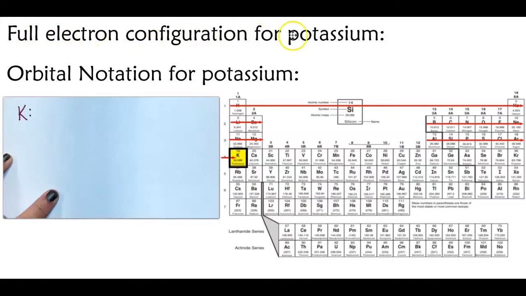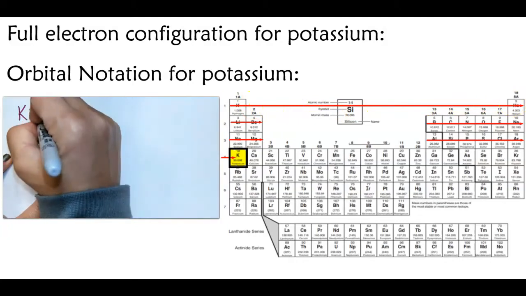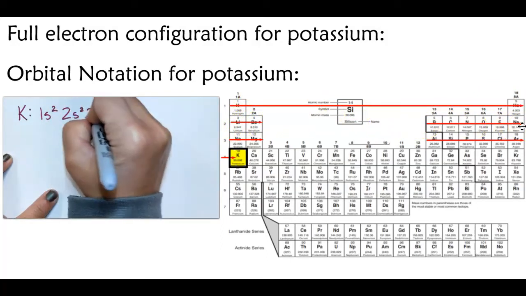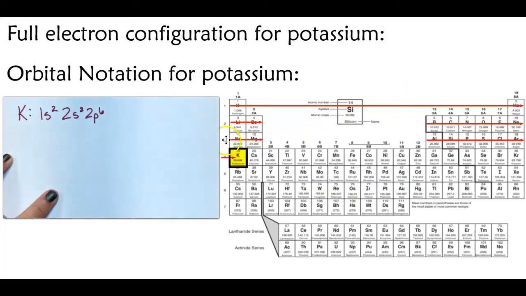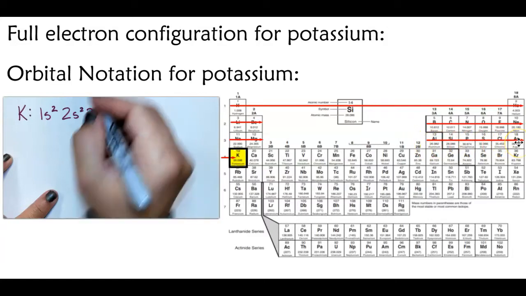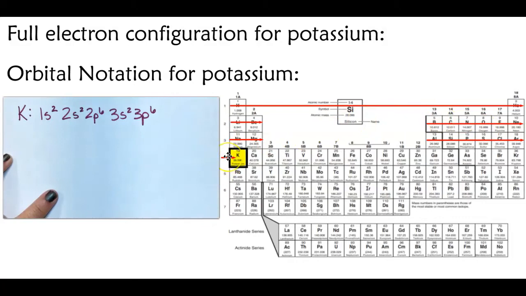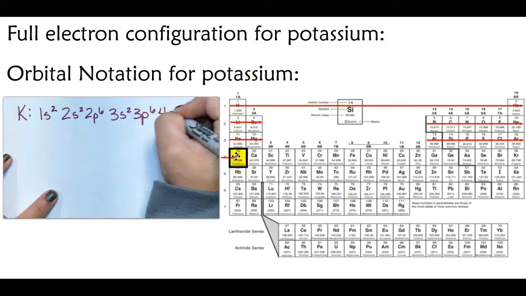Now let's write the full electron configuration for potassium, which I have highlighted here. Notice it's on row 4. We're going to start from the beginning and work our way to potassium. So across row 1 is 1s2, 1s2. Across row 2, it's 2s2, 2p6, 2s2, 2p6. Across row 3, 3s2, 3p6, 3s2, 3p6. And now I'm on row 4. Notice that it's row 4. We are stopping in the S block, and it's the first column, so this is 4s1.